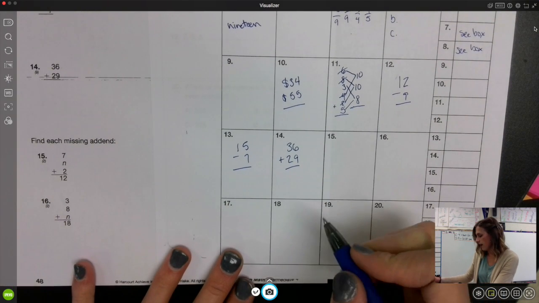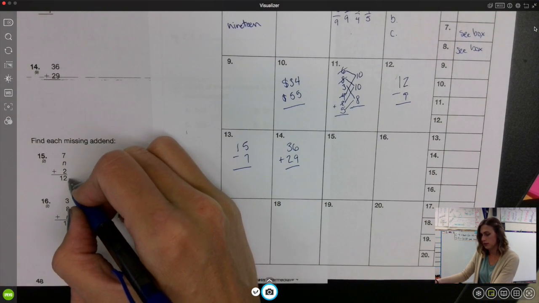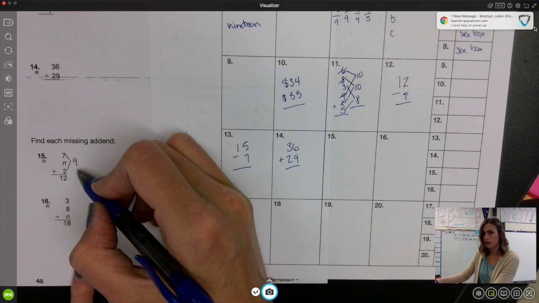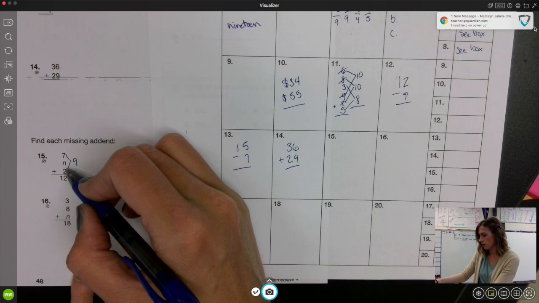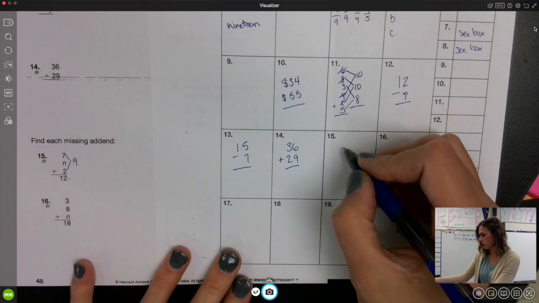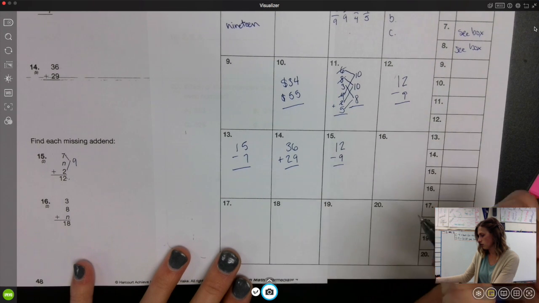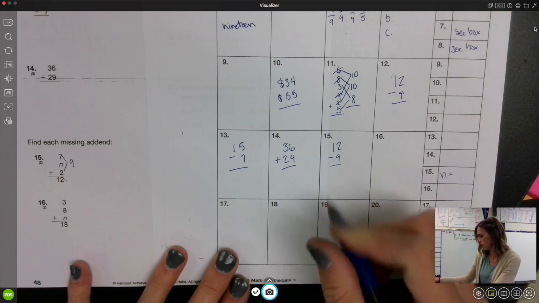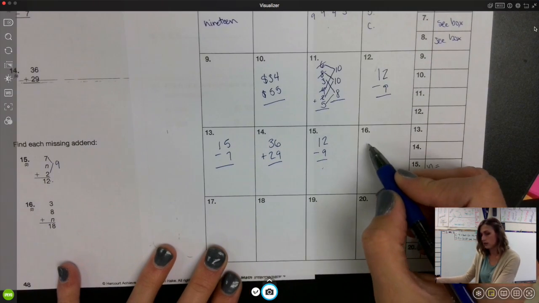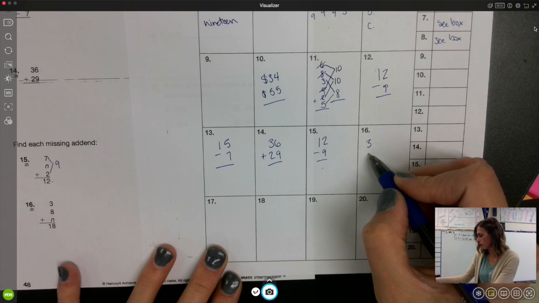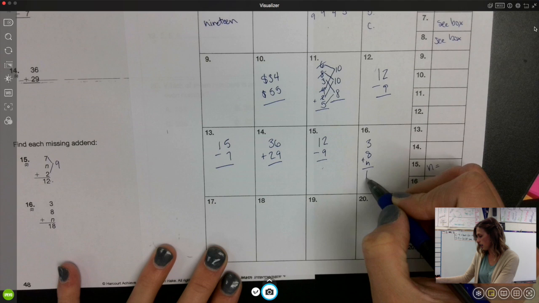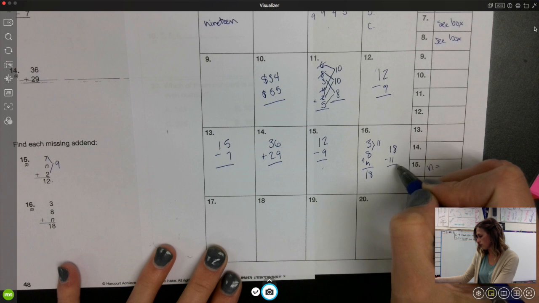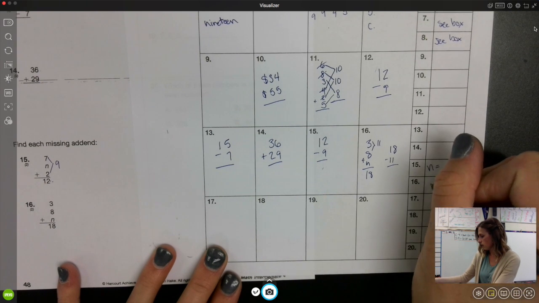So if I have 7 plus n plus 2 equals 12, first I'm going to take 7 plus 2, and I know that equals 9. So n plus 9 equals 12, so flip it into a subtraction sentence. 12 minus 9 equals what? And then n would equal whatever you found for your subtraction sentence. Same thing here. 3 plus 8 plus n equals 18. 3 plus 8 is 11, so flip into a subtraction sentence. 18 minus 11, what do you get for n?